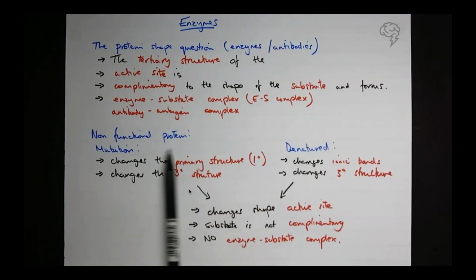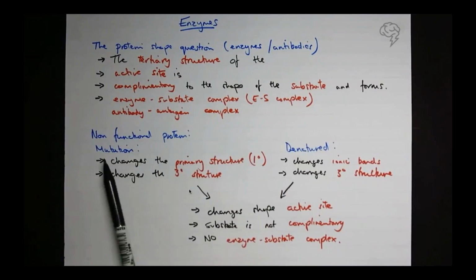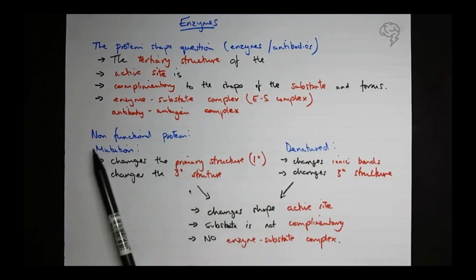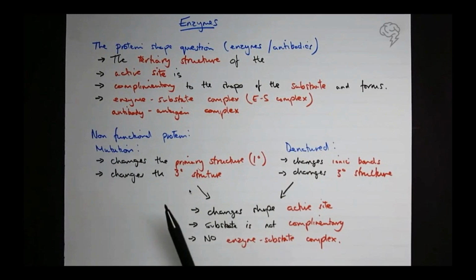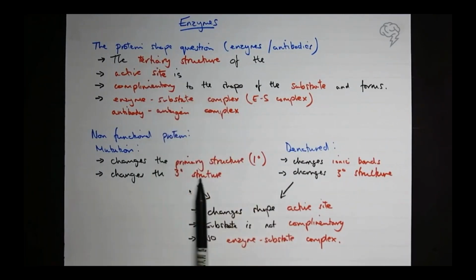First of all, think, is the primary structure relevant? Has the sequence of amino acids changed, yes or no? If the sequence of amino acids has changed, then you need to mention the primary structure. That's generally a result of a mutation. The change in the primary structure is going to cause a change in the tertiary structure. So we can write tertiary like this. We can also write tertiary with 3'.